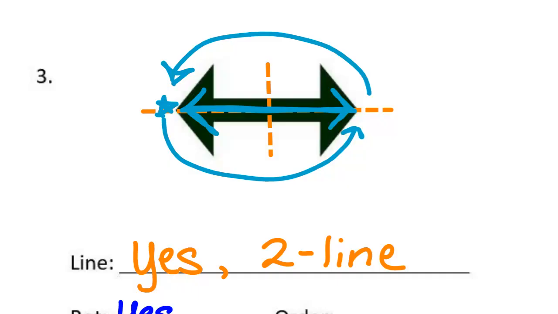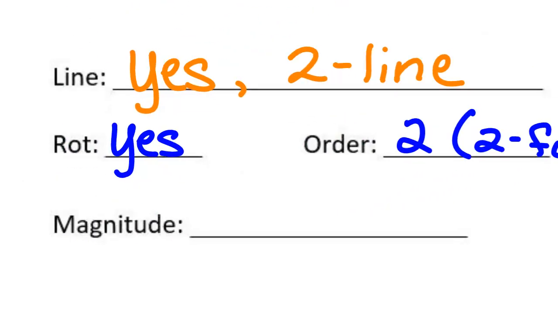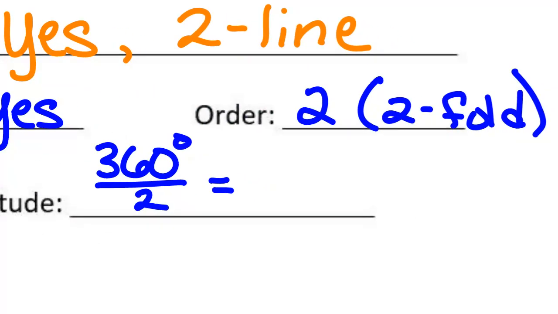So what is our order? 2. The order is 2 or twofold. So then the magnitude would be 360 divided by 2, which would be how much? 180.